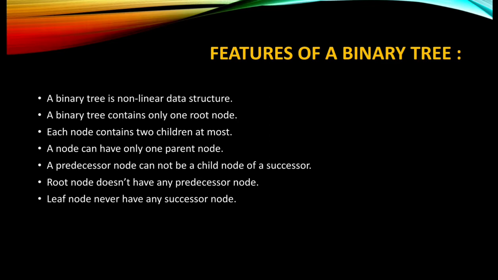Now, a leaf node never has any successor node. Why are they not having any successor? Successor means child, and a leaf node doesn't have any child.